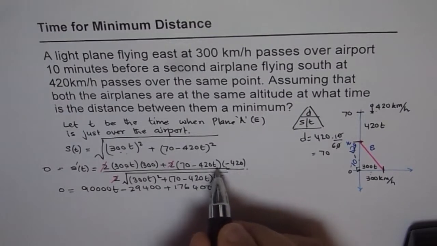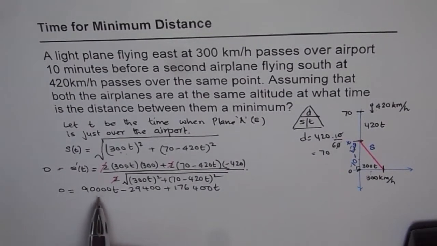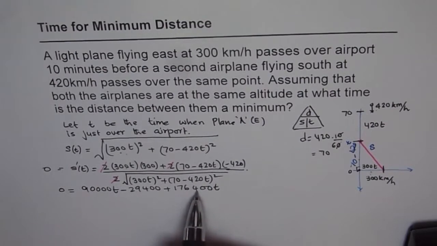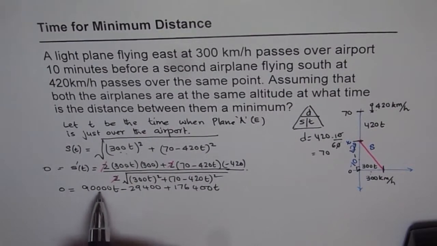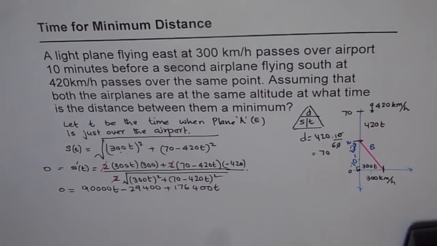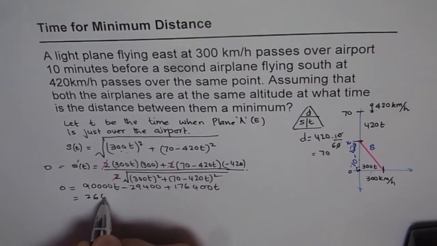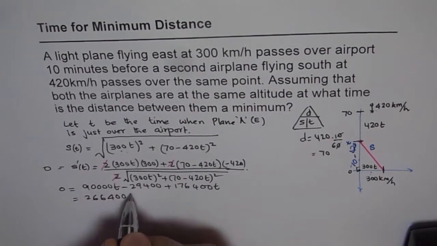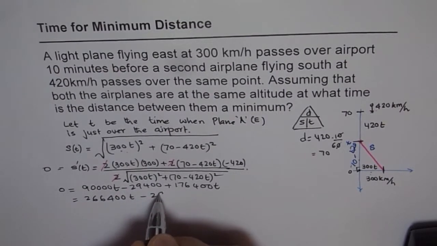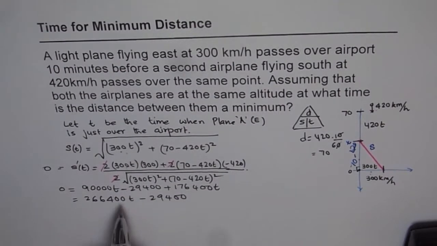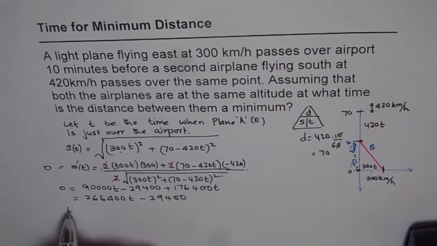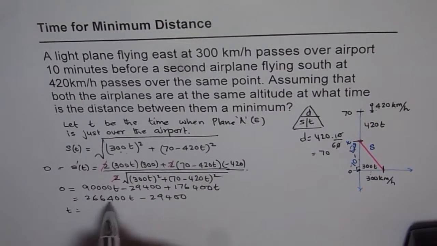Now, this is with t, correct. So we can solve for t now. So the t terms are 176,400 plus 90,000. Okay, let's add 90,000 to it. We get 266,400. So we get here 266,400t minus 29,400, correct? So from here we can find what t is. So t is equal to, we'll take this term and divide by that number.